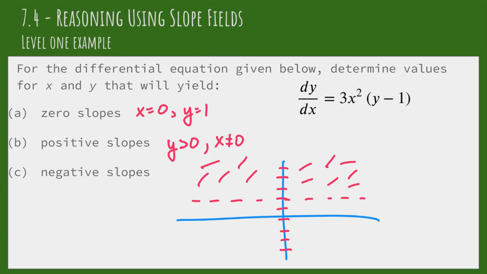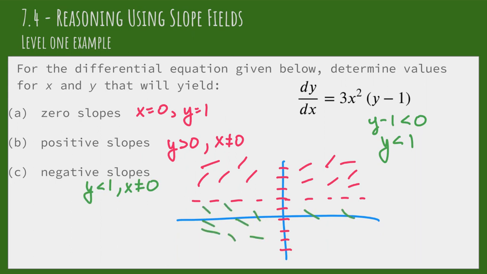And then the last part is negative. As you might guess, it's just what's left. But negative slopes are going to be when we have a positive times a negative in this particular example, or a negative times a positive. And again, the 3x squared cannot be negative, so the only case to consider is a positive times a negative. So that's going to be when y minus 1 is less than 0, or when y is less than 1. Also, keep in mind that it's going to be when y is less than 1 and x is not equal to 0, because when x equals 0, we get 0 slopes. So we should see slope lines here that are negative.